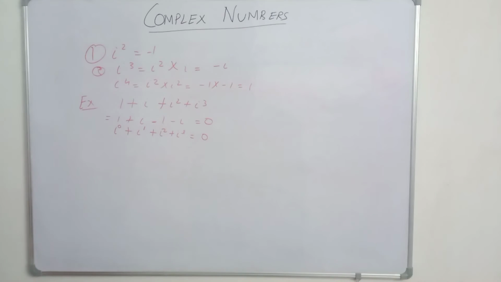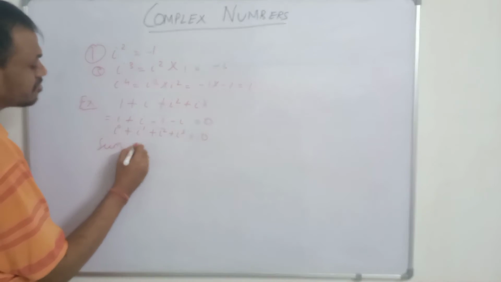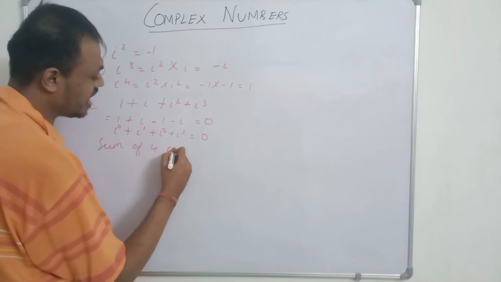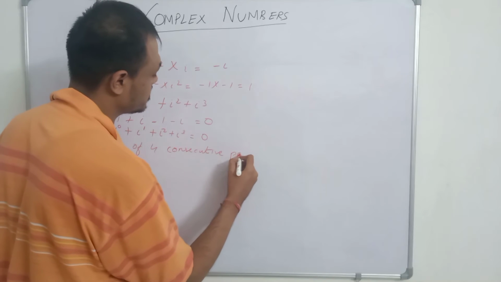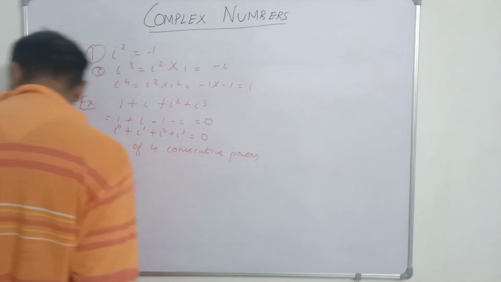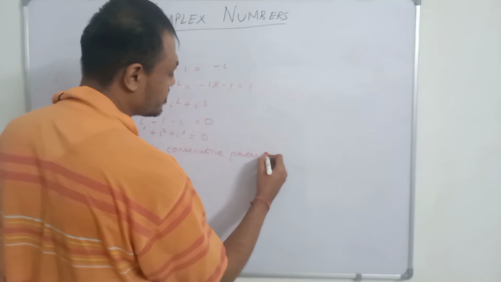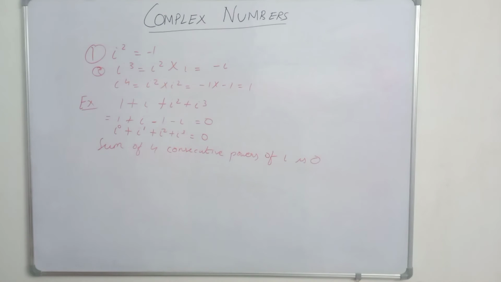So this is a very important property, that the sum of 4 consecutive powers of iota is 0. So this is a very important property.